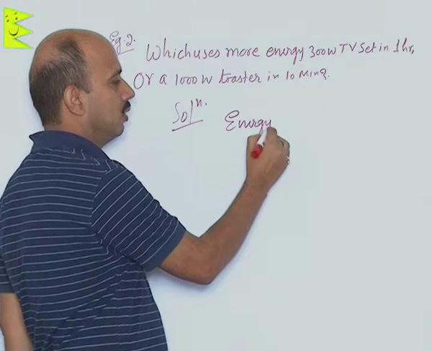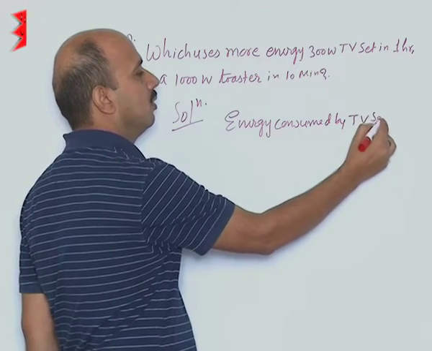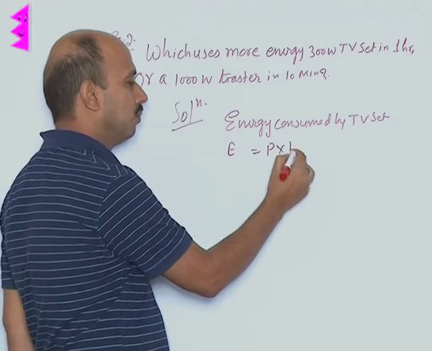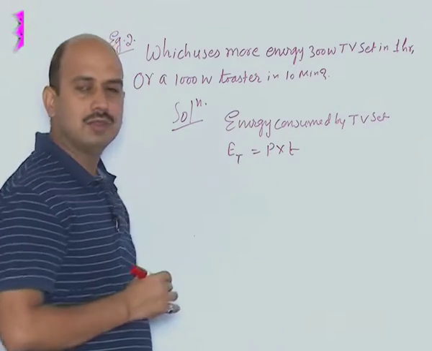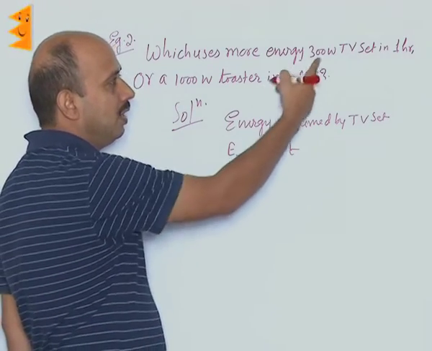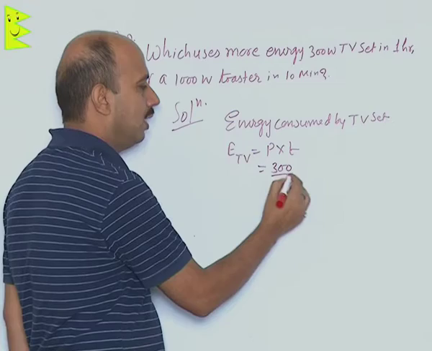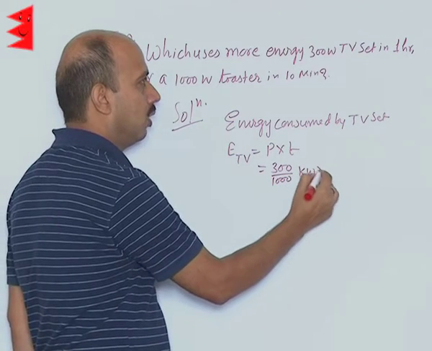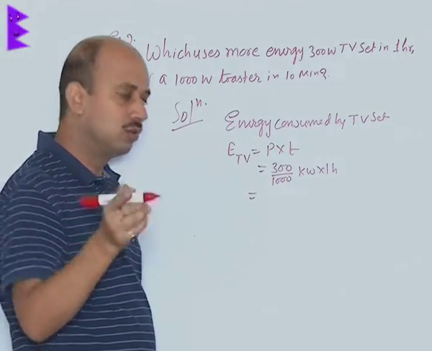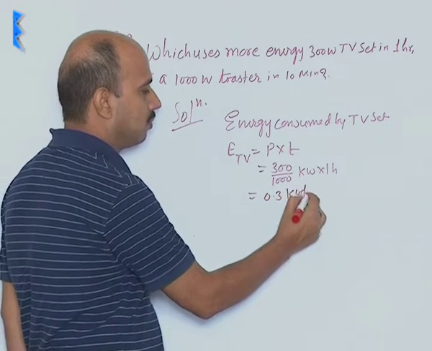So we can write here energy consumed by the TV set is E is equal to power into time. We can write E_TV, that shows the TV set. Power into time, power is 300 watt. So we convert into kilowatt, 300 divided by 1000 kilowatt into 1 hour. We can also convert 1 hour into seconds, and then we can get energy in joules. So that is 0.3 kilowatt hour.